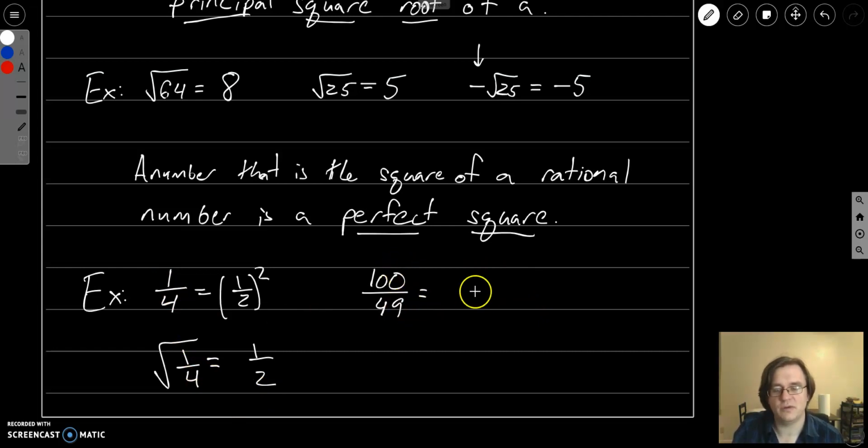Likewise, 49/100 is going to be 7/10 squared. 7 times 7 on top, and the 10 times the 10 on the bottom. So the principal square root of 49/100 will be 7/10.